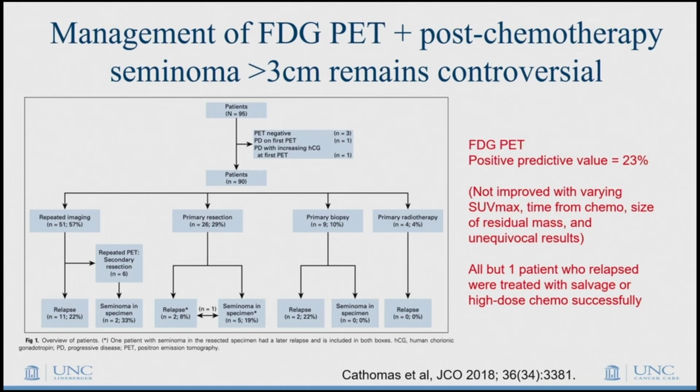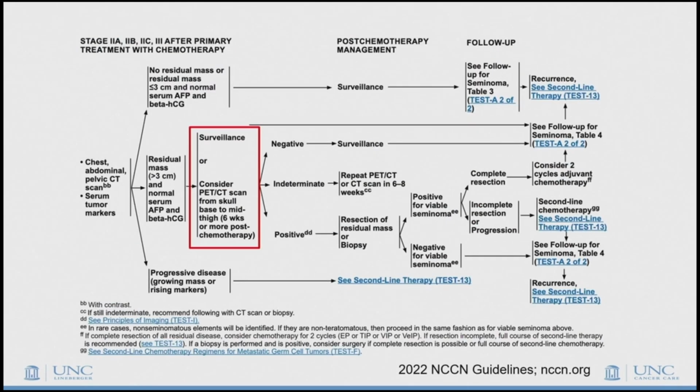And so I think this has actually added repeating imaging into the guidelines and made a lot of us question how much good we're actually doing with RPLND, even in patients with equivocal or positive PET scans post-chemotherapy. I'll note that all but one patient in this cohort that relapsed were successfully treated with high-dose chemo or salvage chemotherapy. So even in a patient that you don't do an RPLND on who has a relapse, almost all of them are salvageable with further chemotherapy.